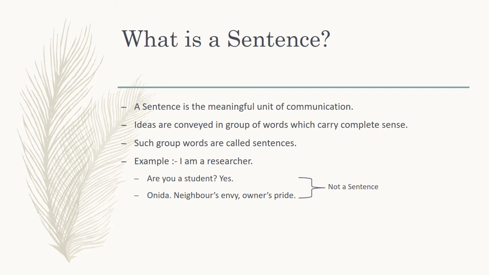For example, I am a researcher, I am a teacher, I am a doctor. All these are sentences. Now, here two exceptions are there, which are not considered a sentence in the grammatical world, though they convey meaning. So, what are those types of sentences? One, are you a student? Yes. When someone is asking you, are you a student? Yes. That forms a line and it is a group of words. Though it has a meaning, it doesn't form a sentence according to grammar.